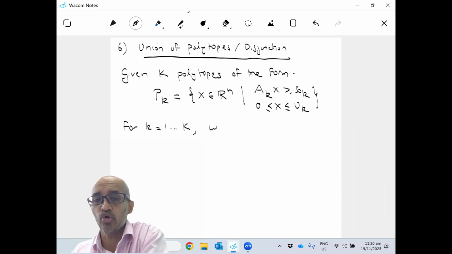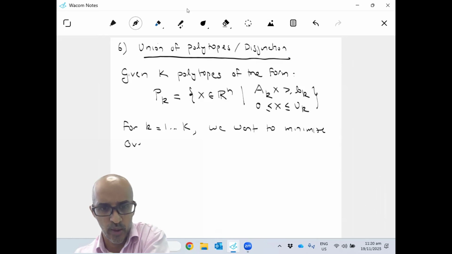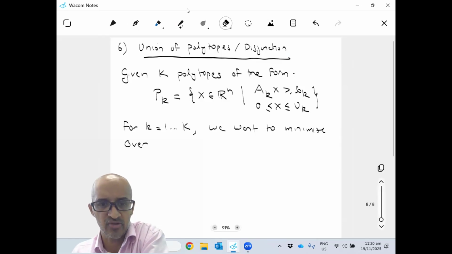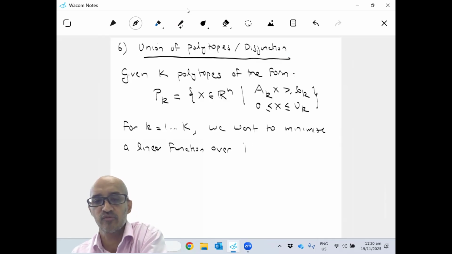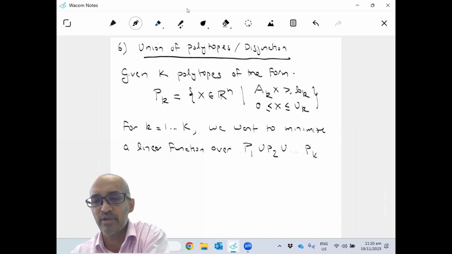Okay. Let's say we want to minimize a linear function over the union of these sets. So P1 union P2 union up to P capital K.